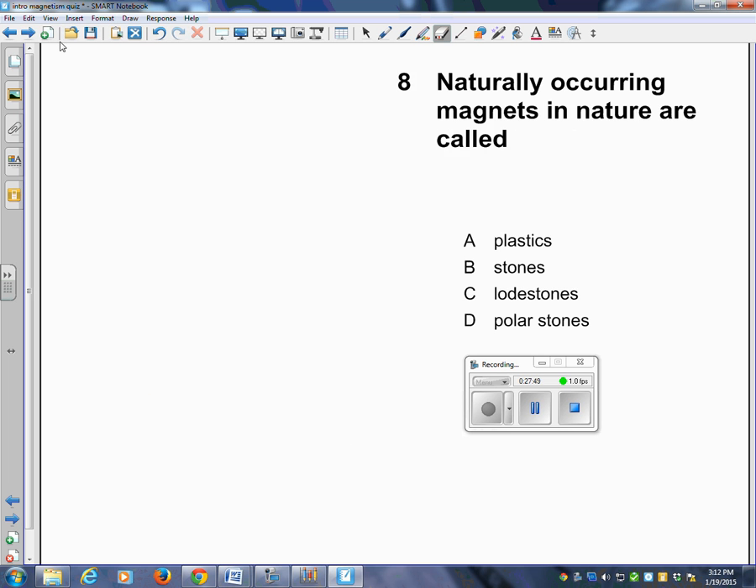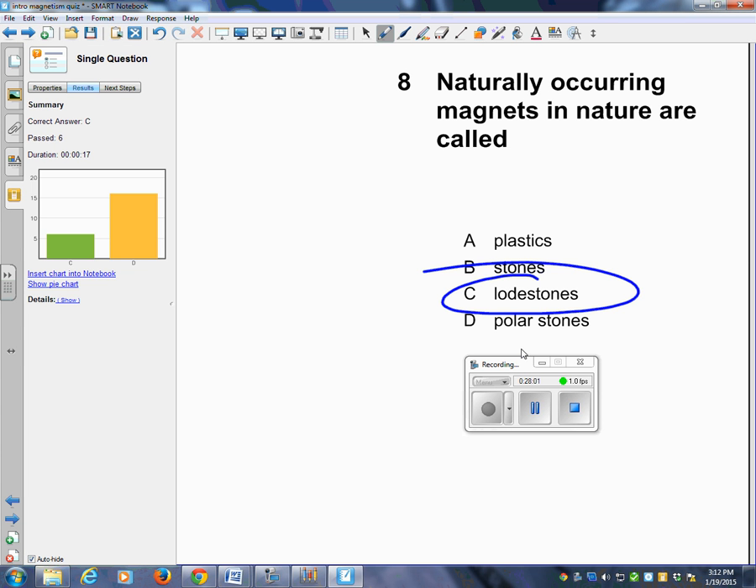Naturally occurring magnets in nature are called... Ooh, I haven't given you this one yet, have I? Got that one right. Yes, they're called lodestones. Anybody get that right? Lodestones. I have some back there. I'll pass them around a bit. It's basically a hunk of rock that's magnetic, generally from a volcanic region.